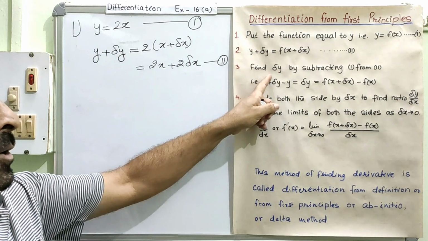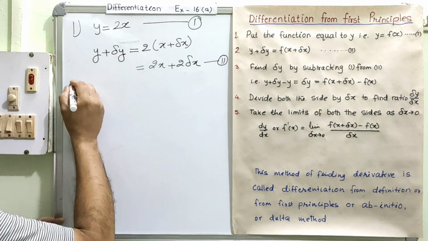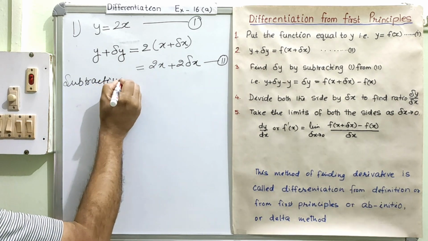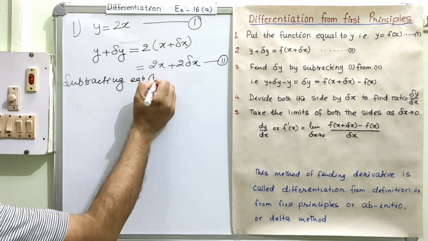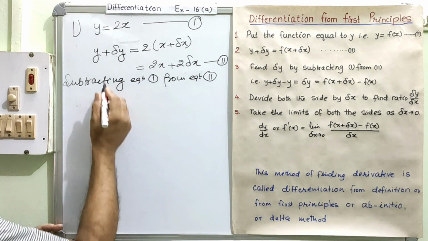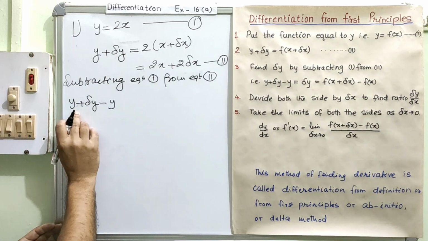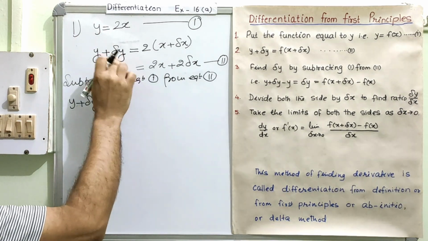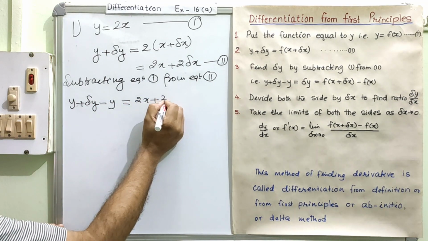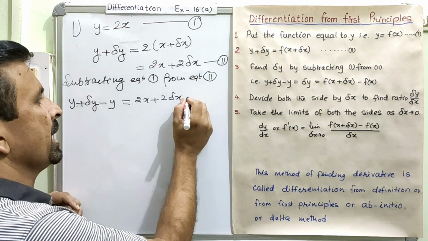Now step number 3, we are going to find the value of delta y. And for that we will subtract equation number 1 from equation number 2. So I will write subtracting equation 1 from equation 2. So we are going to start with y plus delta y minus y. We are subtracting equation number 1 from equation number 2. So this minus this. And on the right hand side, 2x plus 2 delta x. This is your equation number 2, and from here minus 2x.